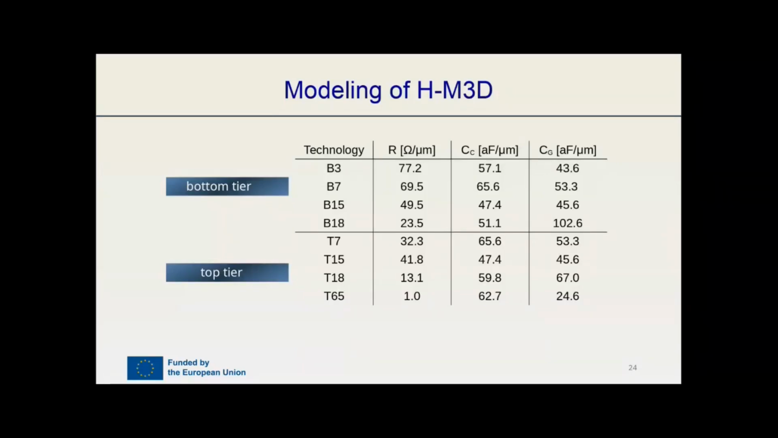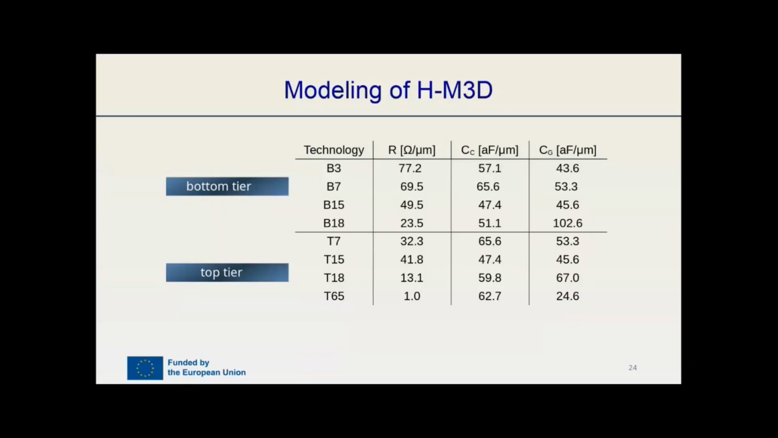In terms of the top tier, we are assuming that the technologies are older, and fundamentally we are using technologies ranging from 7 nanometers to a very, very old 65 nanometers, probably much older than what you will get in practice. Again, we are modeling the resistance and the capacitances. You see that this time the values of the resistance and capacitance are slightly better. We are assuming that in the top tier we have a wider set of interconnects and that the interconnects are actually better.